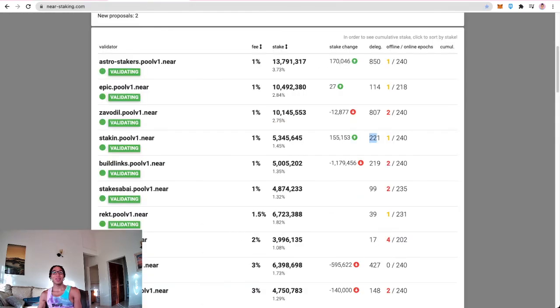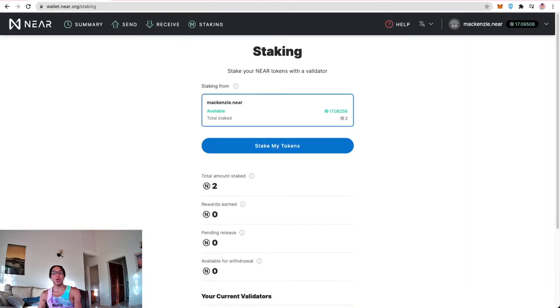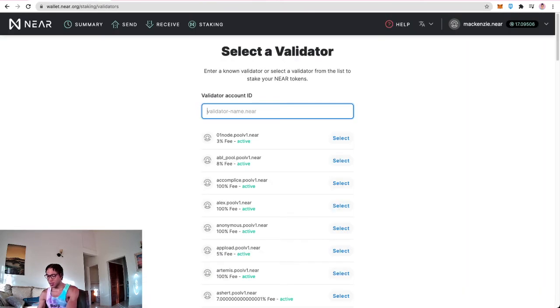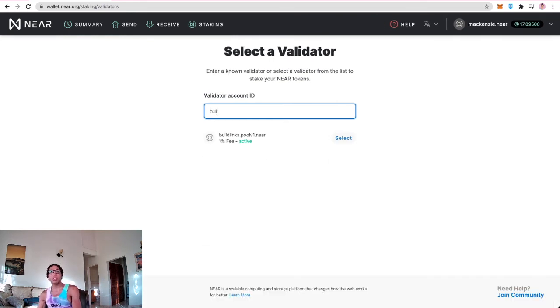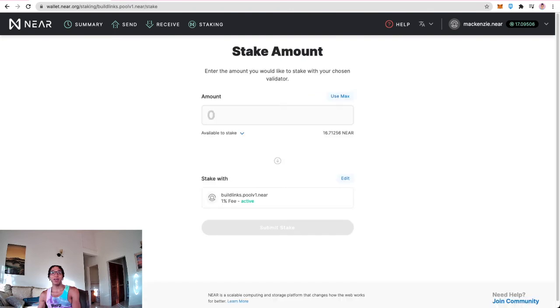And what was the other one I said? I wanted to do build links. And you know what? We'll do stake Asabi too. Why not? We could have them all race each other. Stake my tokens. One. Oops. Build links. Select. Stake with validator.